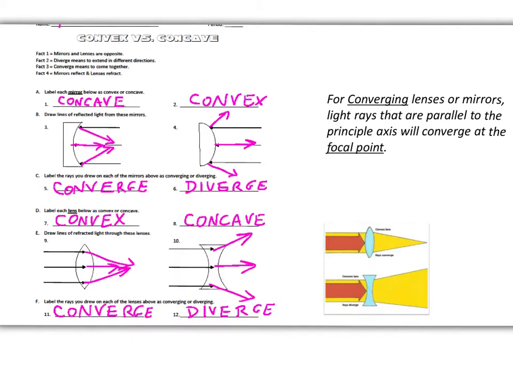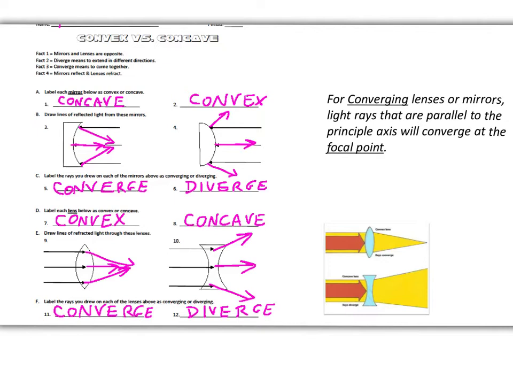Here's a sheet that compares the lenses to the mirrors. We have concave and convex, but mirrors and lenses have the opposite effect. Concave mirrors converge light, whereas convex lenses converge light. And then the opposite is true, as will follow suit. Convex mirrors diverge light, whereas concave lenses diverge light. Study these diagrams to increase your likelihood of keeping these straight.